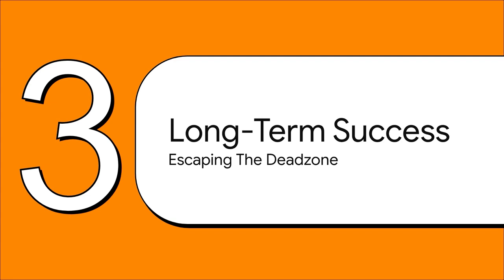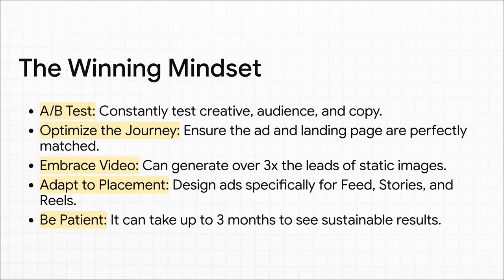All right, so fixing individual problems is one thing, but long-term success, that really requires a strategic shift. It's about moving from constantly troubleshooting to actually building a system that wins. So let's talk about the mindset that builds a foundation for consistent results. This right here is the winning mindset. You need to be A/B testing constantly, trying different images, different headlines, different audiences to see what really resonates. You have to think about the full journey, making sure your ad and your landing page are a perfect match.